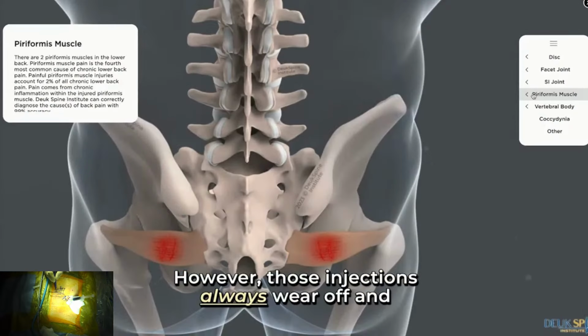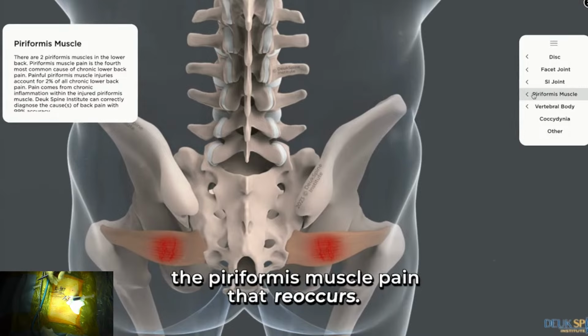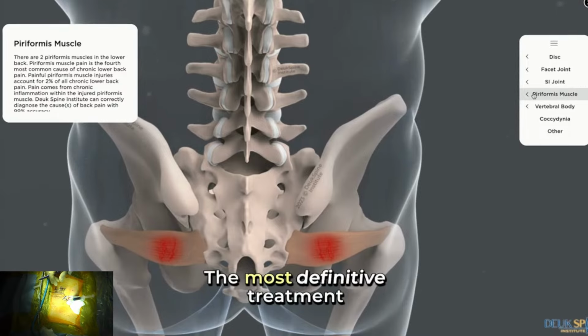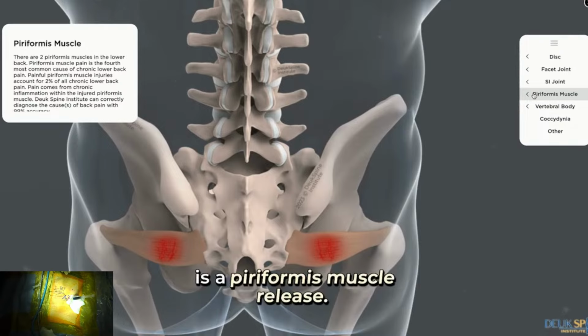However, those injections always wear off and the patients end up coming back with the piriformis muscle pain that reoccurs. The most definitive treatment for permanent relief of piriformis syndrome is a piriformis muscle release.